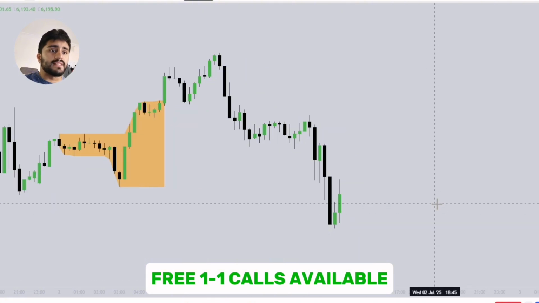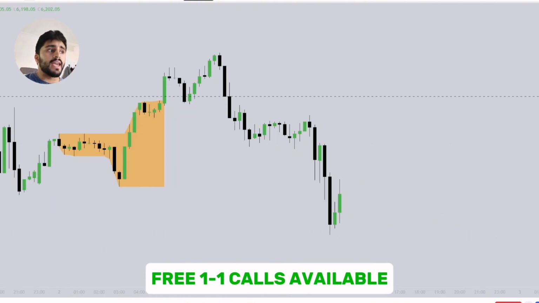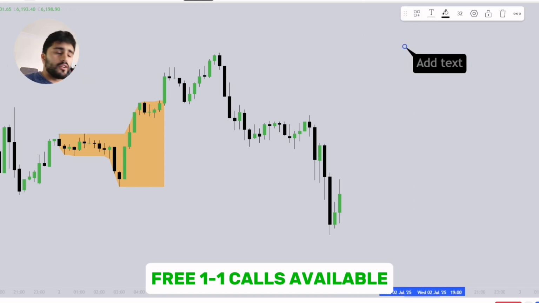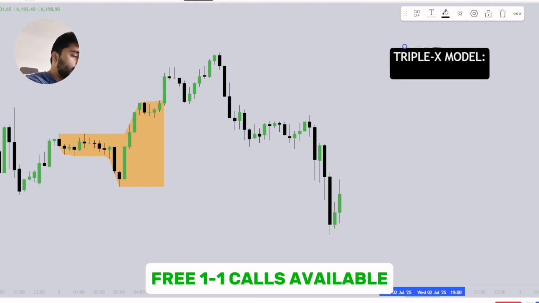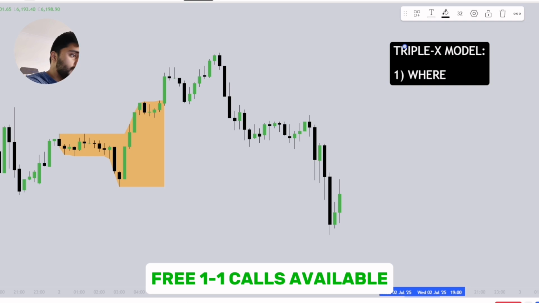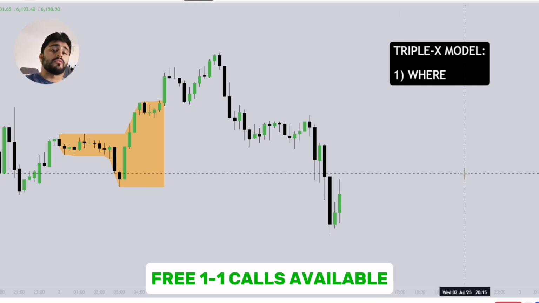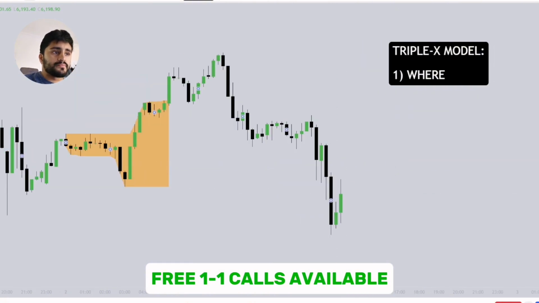What we can see is I always want to focus on how price is behaving near the Asian range. So remember we have our triple X model over here, so just keep this in your head, everyone. The reason I like the triple X model is because it's straightforward to learn, and it's simple. You want to know where to trade from. So how do we determine where to trade from? How do we determine our key level? This is how we do it.